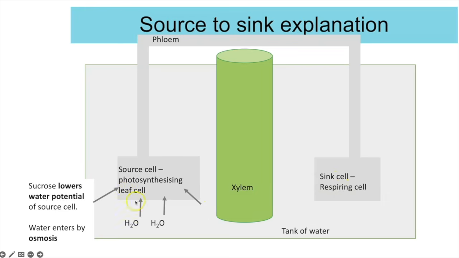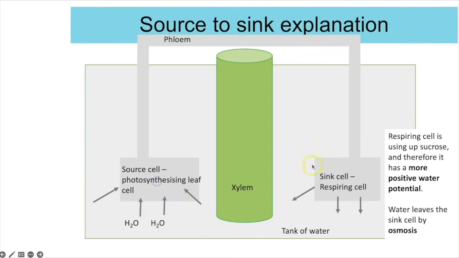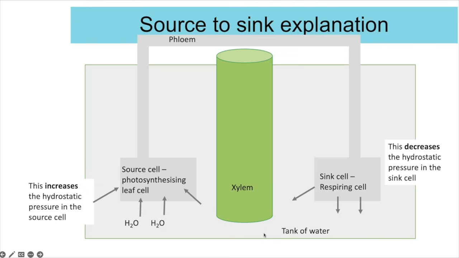The photosynthesizing cell, because it's going to be creating lots of sugars, that lowers the water potential of that cell. And as a result, water can enter by osmosis. At the respiring cell, you're using up lots of organic substances and sugars. So that means there's going to be a more positive water potential, or less negative, and therefore water will leave those sink cells by osmosis. Now, this difference in whether the water is moving in or out by osmosis is going to affect the hydrostatic pressure.